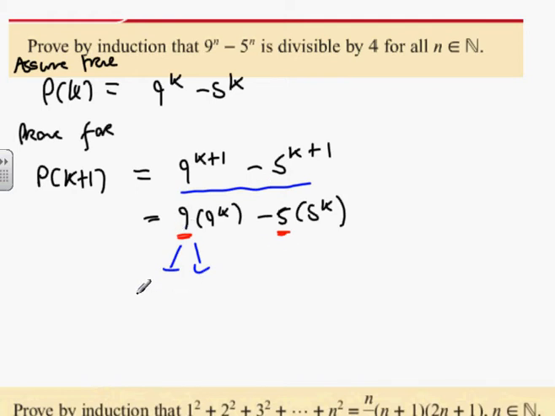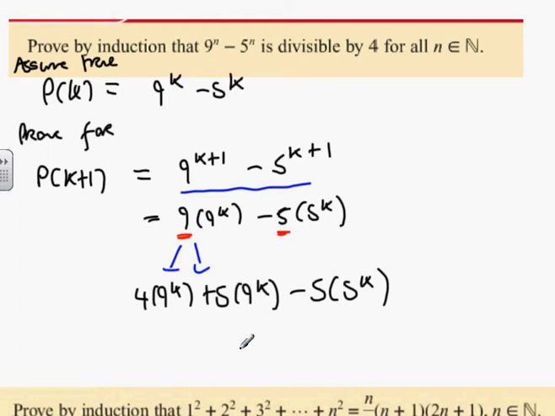So here's what I'm going to do: 4 by 9 to the k. Then I'm going to have plus 5 by 9 to the k. That makes your 9 to the power 9k. And then I have minus 5 to the power 5k. Now, if you look at this, guys, I can factorize out the 5, and you get 9 to the power k minus 5 to the power k, and then you have 4 by 9 to the power k.